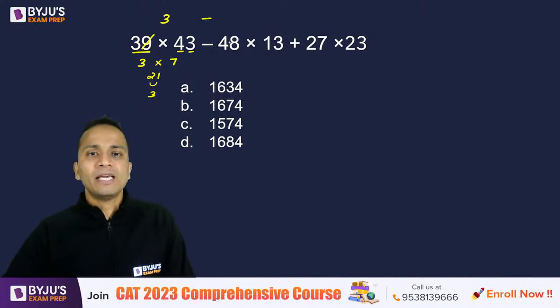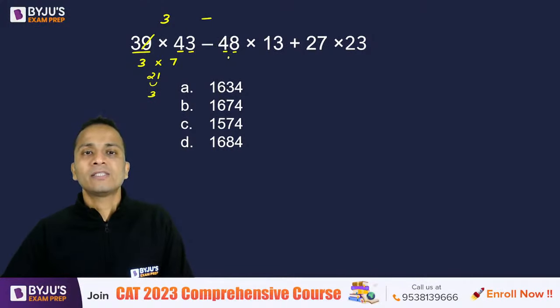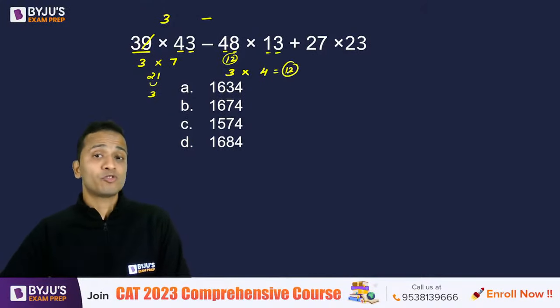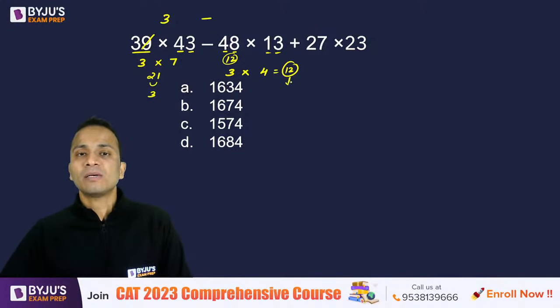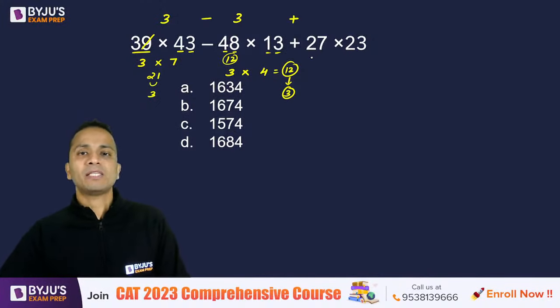Separated by minus sign, then 4 plus 8 is 12. In 12, when I add 1 plus 2, I get 3. 3 multiplied by 1 plus 3 is 4 and that will give you 3 into 4, that is 12, a digital sum of 12. What will the digital sum of 12 be? It will be 3. Okay, so 3 minus 3, then separated by plus sign.